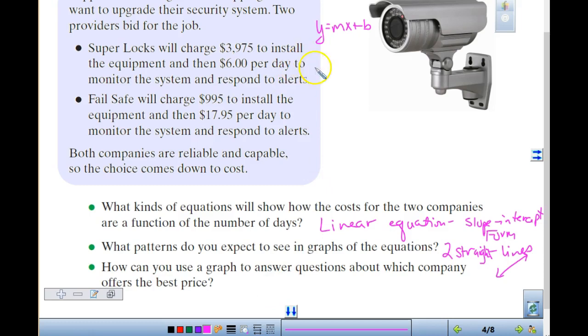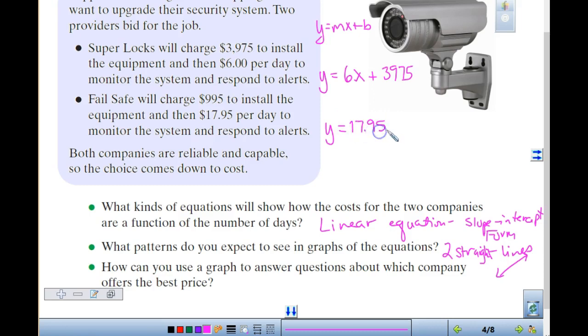So that's what we're going to take a look at. For Superlock, what would our equation be? Y equals what? What is our rate of change? This is good practice for the test tomorrow, Chase. 6, right? So 6 is our rate of change, so 6x. Plus, what was our starting cost? $3,975. Right behind, for Failsafe, if I am writing that equation, what is our rate of change for each day?